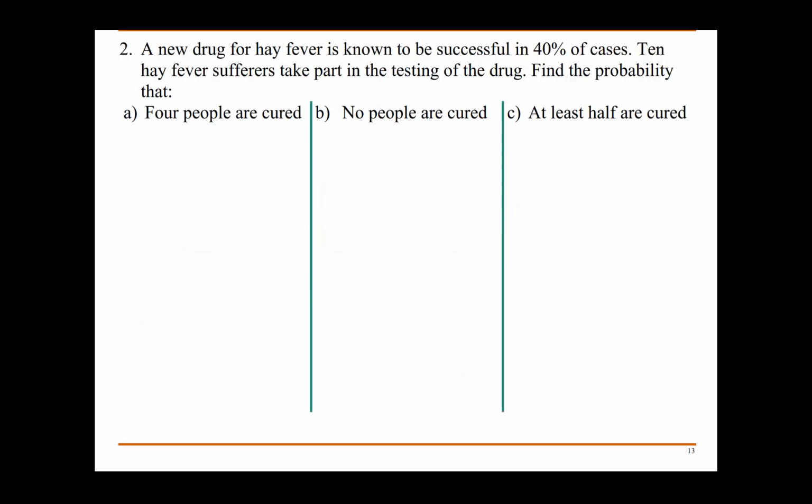Moving on, a new drug for hay fever is known to be successful in 40% of cases. 10 hay fever sufferers take part in the testing of the drug. Find the probability that... So important stuff. The probability that the drug is successful is 40%, and we're looking at 10 hay fever sufferers. So our probability of success in this case is 0.4. So our p is 0.4 and our n is 10 hay fever sufferers.